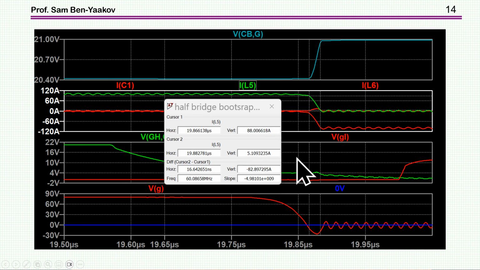So let's probe into what is really happening here. We see here the dip, okay? This is now minus 30 volt in this case. And I'm now looking at the current of these stray inductances.